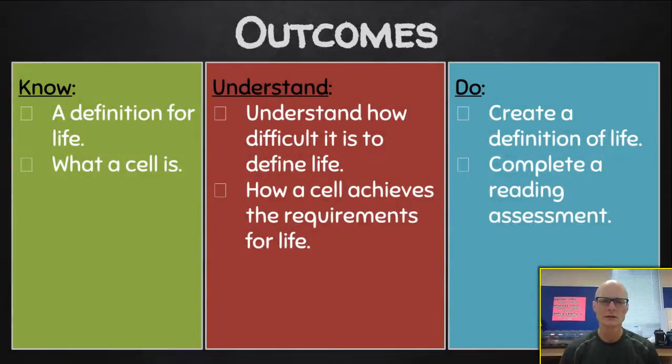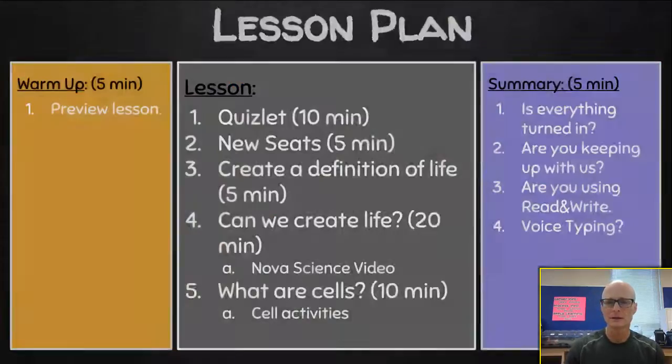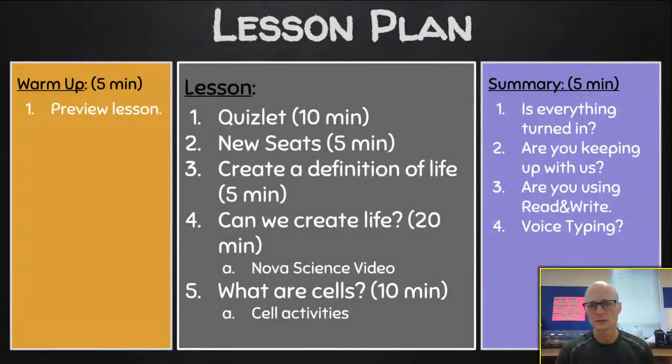As for our know, understand, and do's, we're going to start the cell unit, and it is related to our definition of life, since one of the criteria for life is things are made of cells. So I left those know, understand, and do's from the last unit up there. We're going to extend them by knowing what a cell is, how a cell achieves the requirements for life, and then begin with Quizlet. I want you to take a look at some of the terms that you need to know for the unit, study those for a little bit.